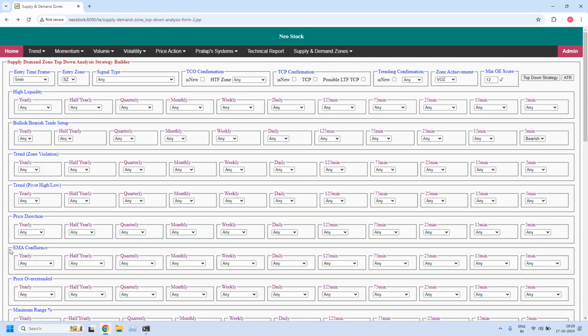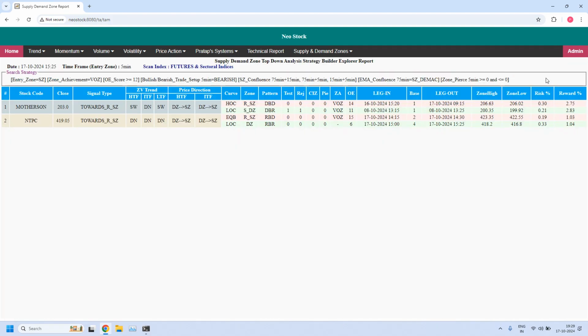Let's verify. In the EMA confluence at 75 minutes time frame, because 5 minutes and 15 minutes are together part of this 75 minute zone, that's why I set the 75 minute supply zone with daily EMA confluence filter. Let's verify. 2 stocks are filtered. In these 2, the first one is a sideways trend, so you can ignore this, but this is a high probability NTPC. So this is about the bearish trade setup for hourly income trade.